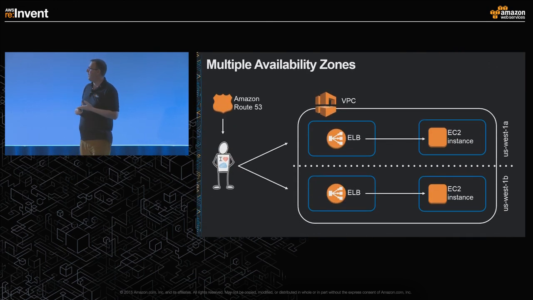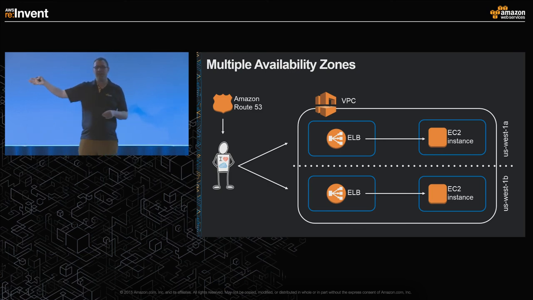The other leg of availability is using multiple availability zones. So on ELB, we will always provision ELBs in multiple availability zones, even if you're only using one yourself for your own instances. So when you create an ELB in a VPC, you give us a subnet in each availability zone, and that's where we'll actually launch the ELB.